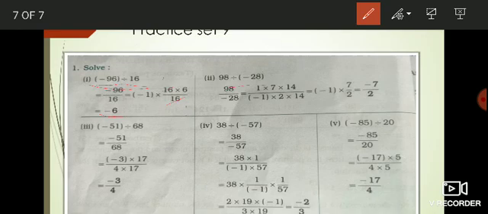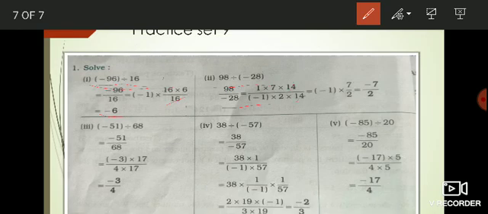Now, second example, see students, 98 divided by minus 28. Now we have to take the factors of 98 and 28. Now 98 is present in the 14 table and 28 is also present in the 14 table. 14 sevens are 98 and 14 twos are 28, and we separated minus 1 here.